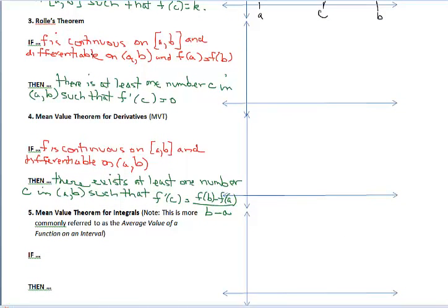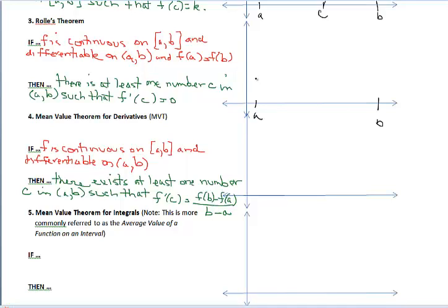Okay, now notice that it changes a bit. The function has to be continuous and differentiable. The function has to be continuous on the closed interval from a to b, but it's going to be differentiable on the open interval from a to b. So I want to exclude looking at the endpoints for differentiability. All right, and then it also tells us that f of a must equal f of b.